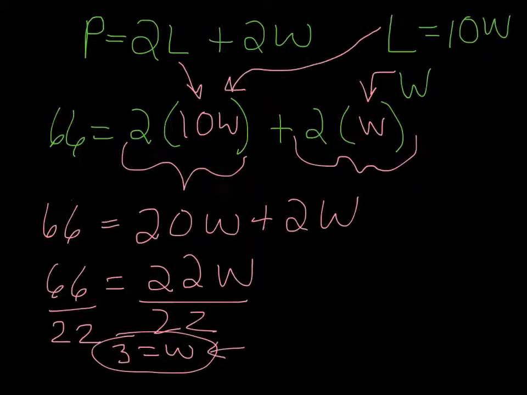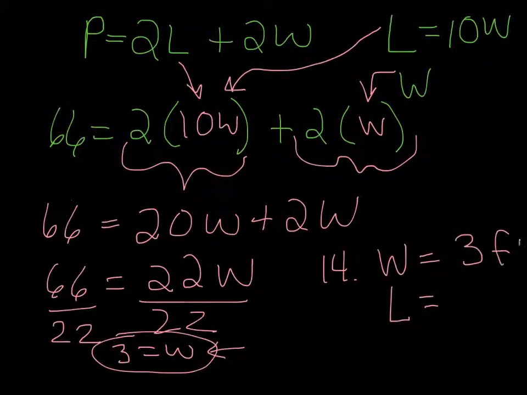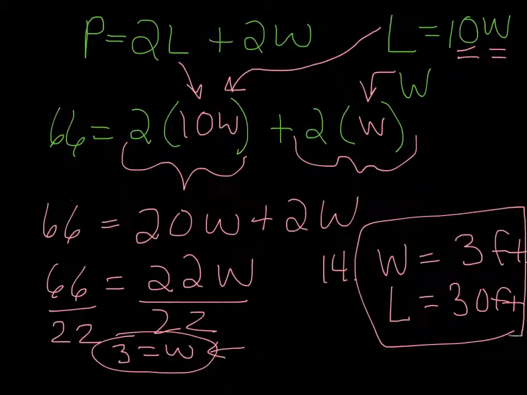So remember, 2 answers for number 14. We want to put the width down as well as the length. So the width is 3 feet. And the length is 10 times the width. So 10 times 3 is 30 feet. And then you can go back in and punch in 30 plus 30 plus 3 plus 3, and you should get 66. Alright, now you try number 15 on your own.